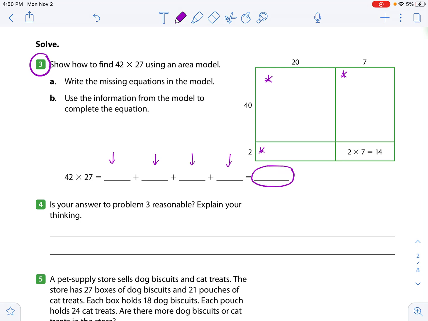So this is review. Okay? And then on number 4, is your answer to this problem reasonable? Remember, when we're using reasonable, they're saying, does it make sense? Well, I would think about rounding maybe. If you rounded this, what would your answer be? And is your answer close to that? So does it make sense?